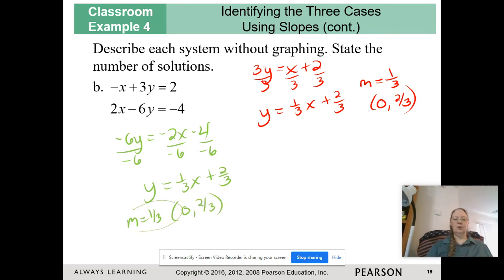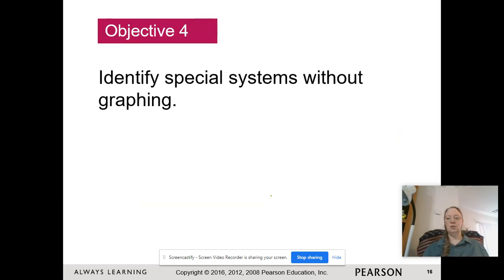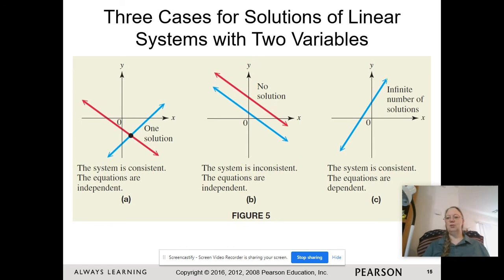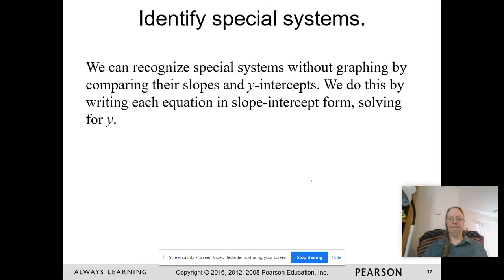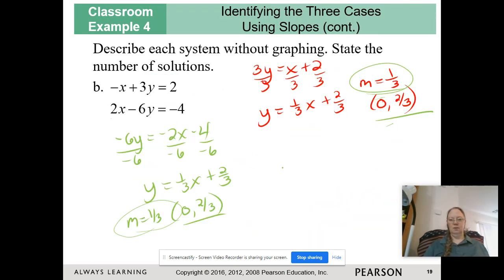All right, notice my slope matches. Slope matches, and my y-intercept matches as well, which tells me I have the exact same equation. So I have this situation right here. My slope matches, and my y-intercept is the same. So there's infinitely many solutions, consistent, dependent. Infinitely many solutions, consistent, and dependent.